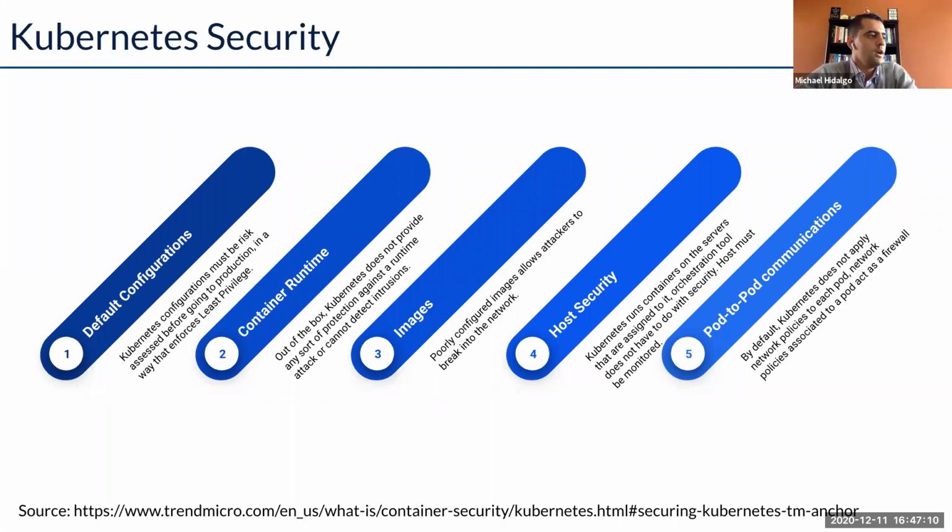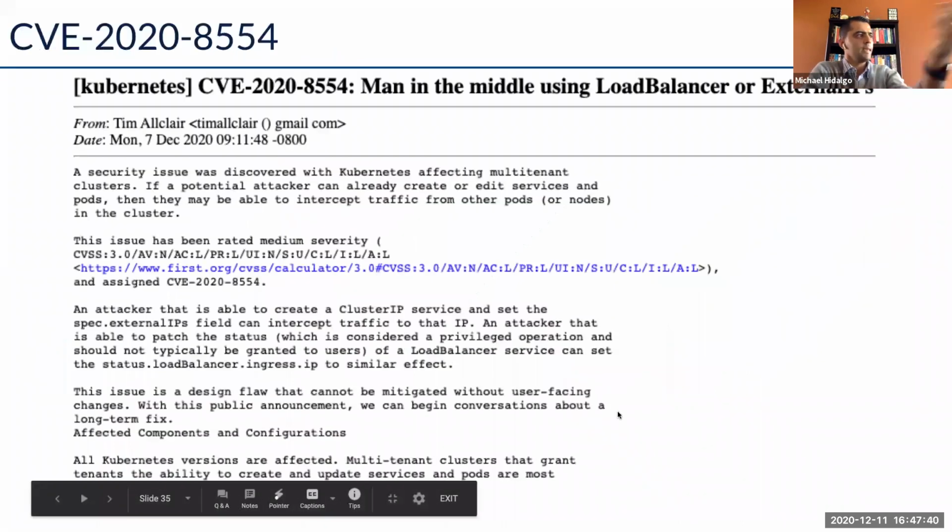Host configuration and pod-to-pod communications, right? By default, again, Kubernetes does not provide a network security policy to each pod or to pod-to-pod communication. When you implement this kind of policy, it acts as a firewall. So it really depends on what the application looks like, where you can start establishing some pod-to-pod policies for preventing this kind of attack.